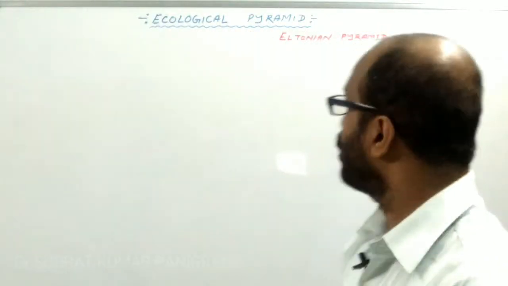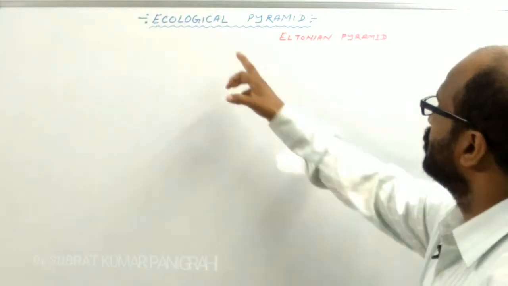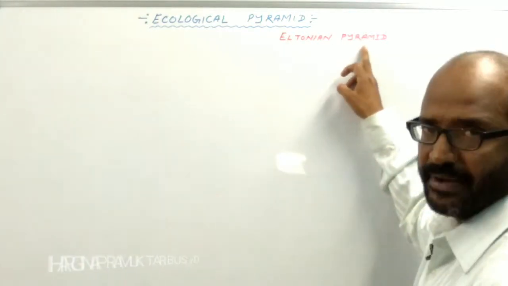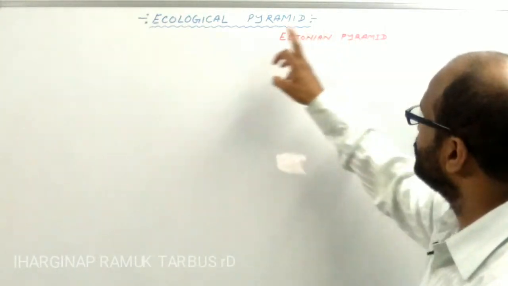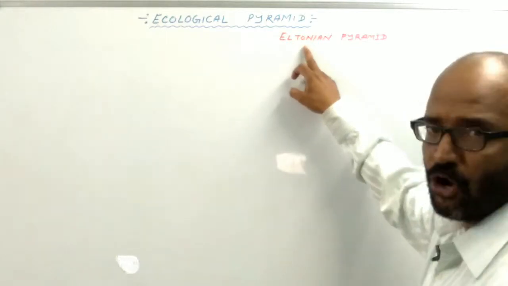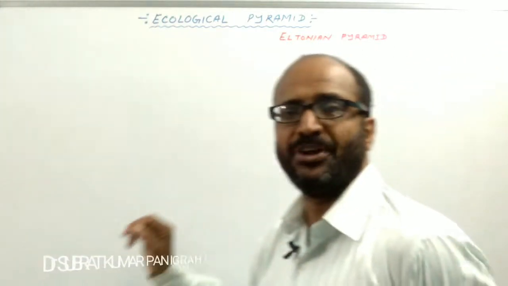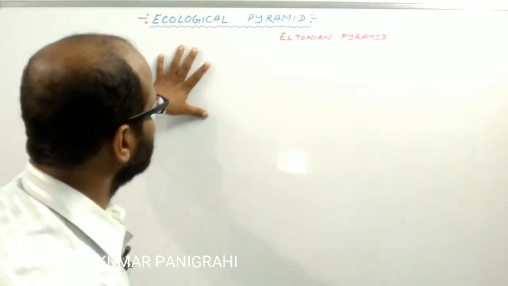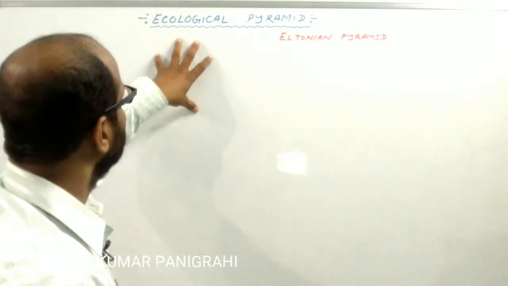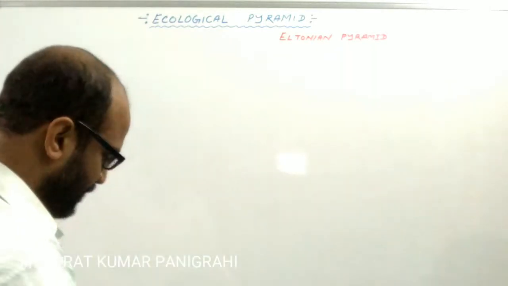In this session, I will talk about the ecological pyramid. The ecological pyramid is also known as the Eltonian pyramid, because it was first put forward by Charles Elton in the year 1927. That's why it is also known as the Eltonian pyramid. So what is actually the meaning of the ecological pyramid?